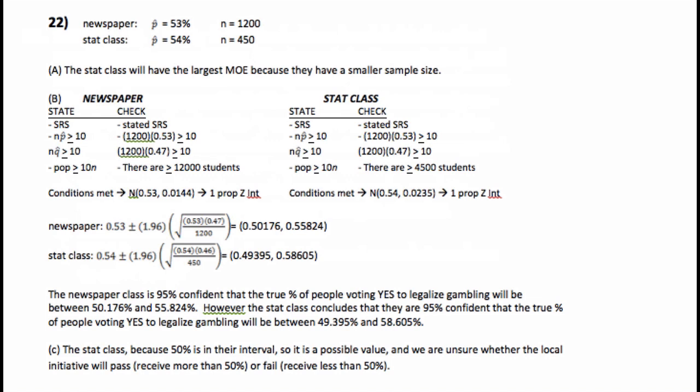It's possible that we're unsure, so it doesn't give us a certain reading. We are unsure whether the local initiative will pass. Okay, it has to pass with receiving more than 50%, so it doesn't have everything over 50% like the newspaper does.